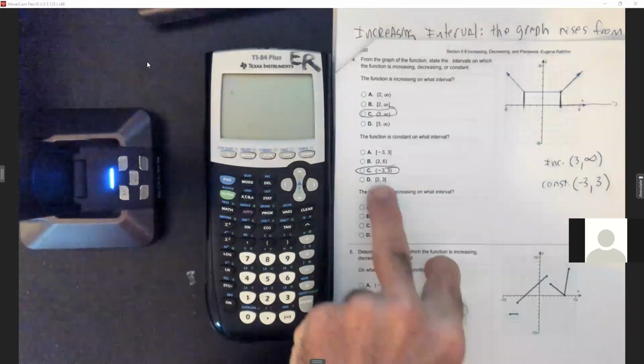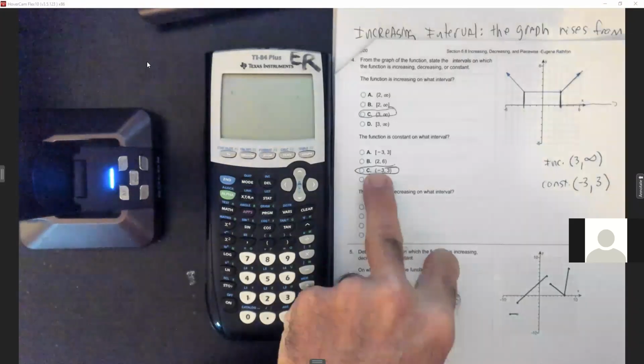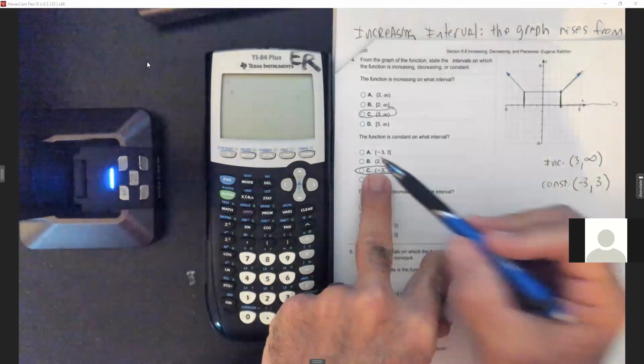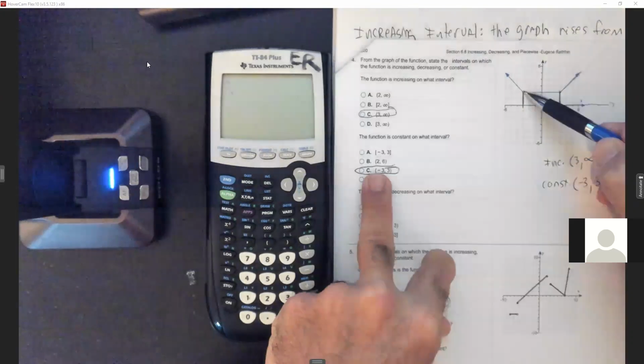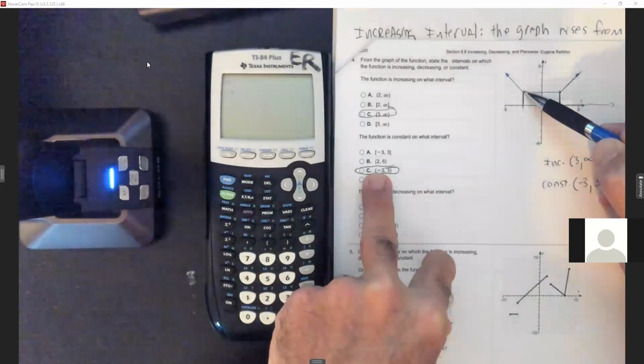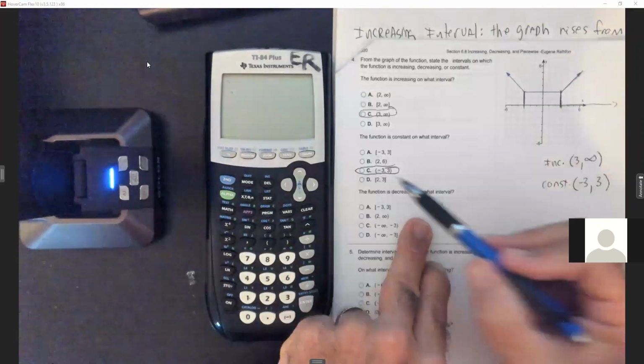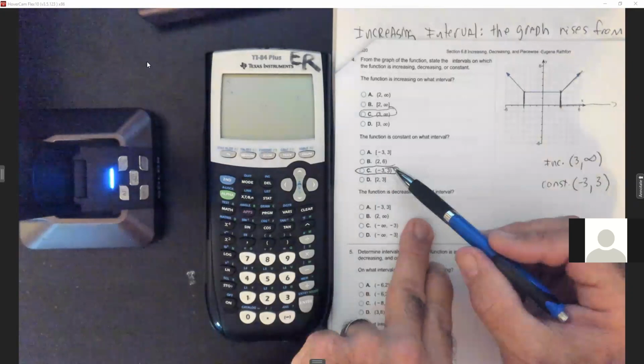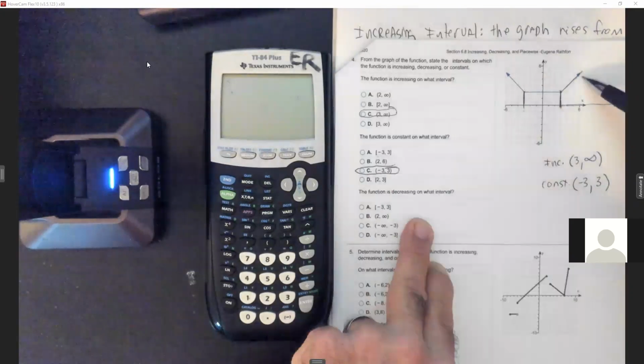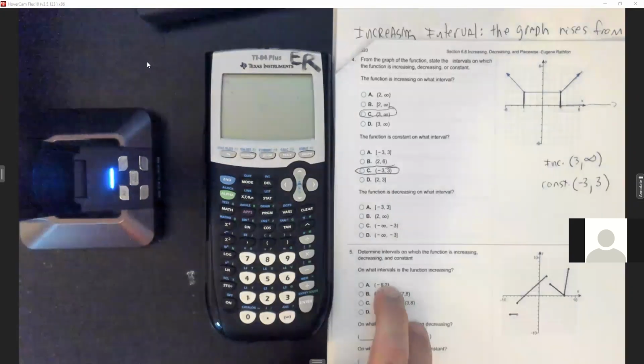All right, so we don't want brackets because these points can't be both constant and increasing, okay? And then I had no idea where they got the 2, 6, unless they're thinking you're going to carry the line up here or something. All right, so what we got next?